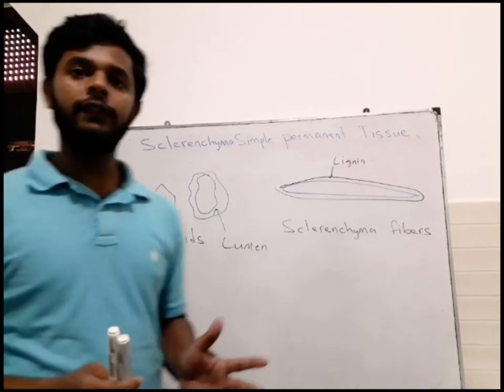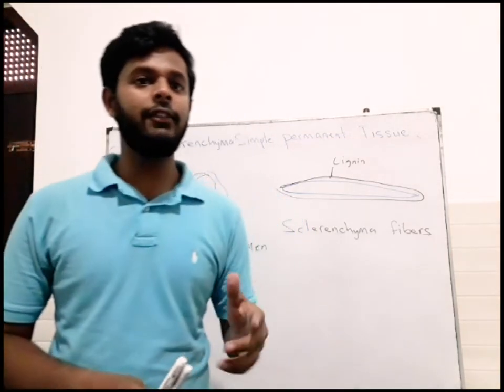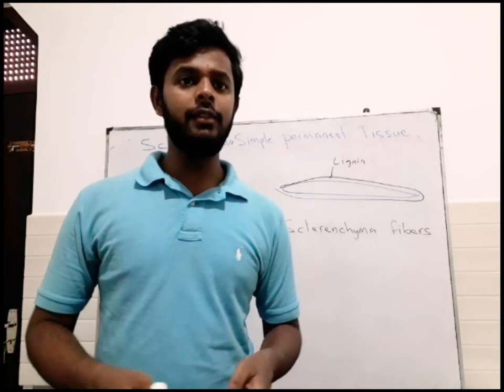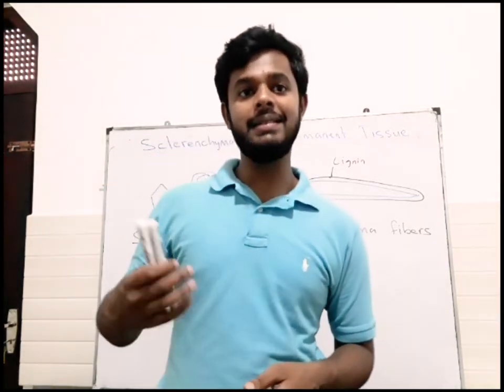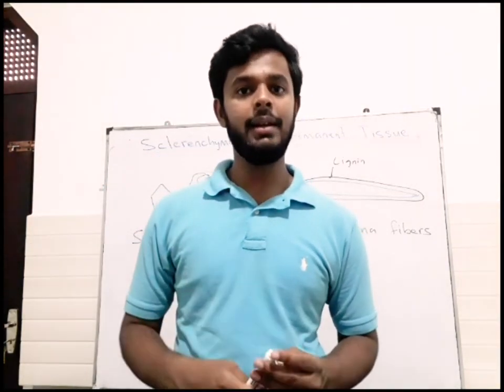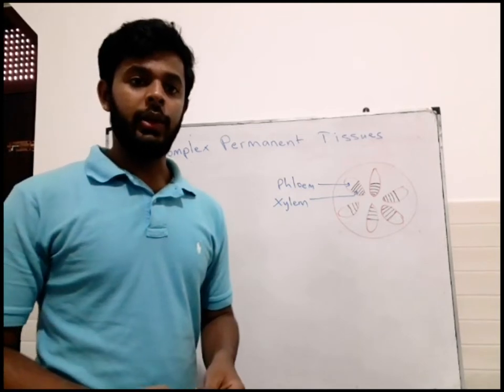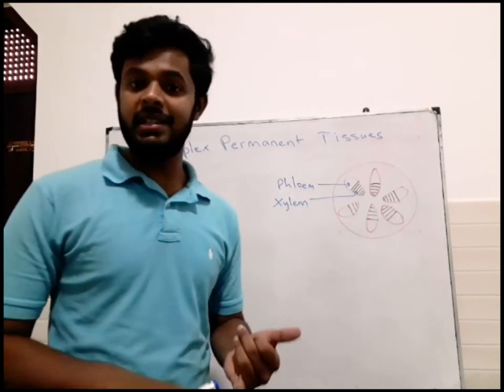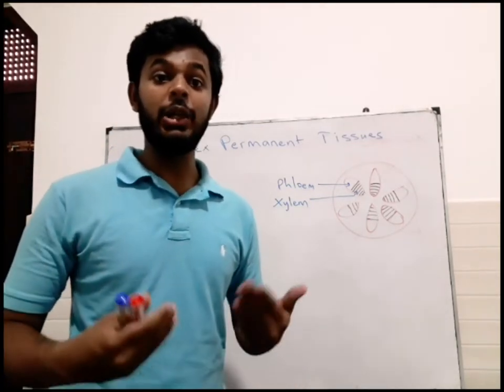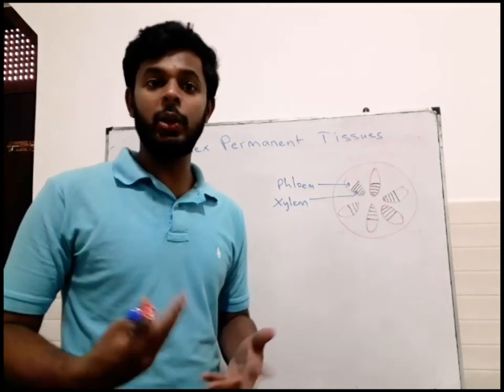The main function of sclerenchyma tissue, which is mainly found in xylem, is to provide turgidity and support to dicotyledonous plants. Okay, now we have finished discussing meristematic tissues, which are new cell producing tissues that help the growth of the plant.